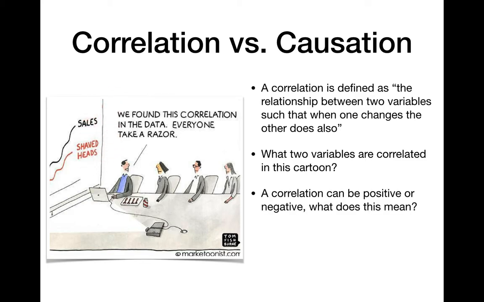Correlations can be positive or negative. So what does that mean? Well, these two are positively correlated. As one increases, the other increases. They can be negatively correlated too, where if one increases, the other decreases. As long as one changes, the other changes, they're correlated. Now, if you notice this cartoon, this guy's taking this correlation and saying, all right, guys, everybody grab a razor.